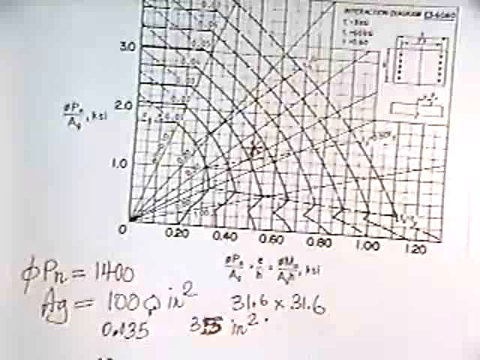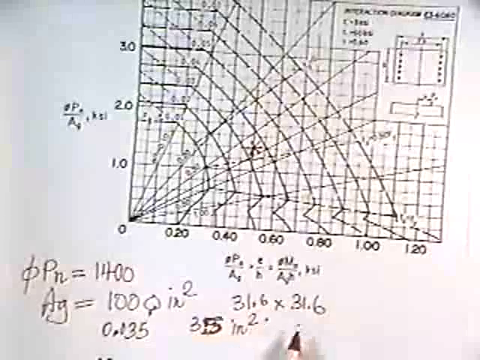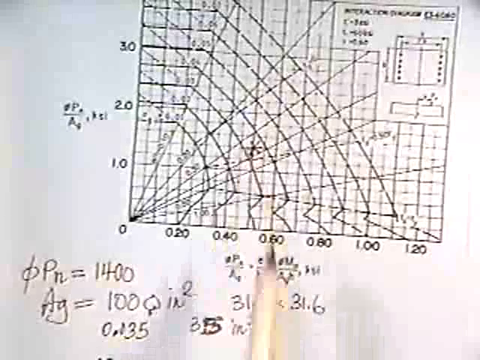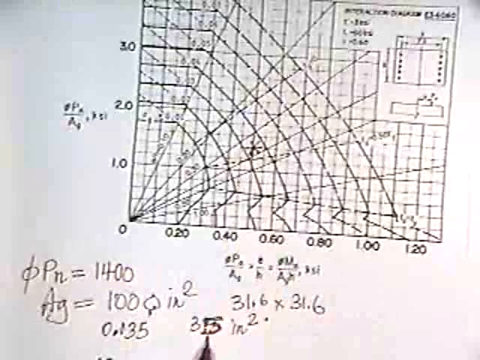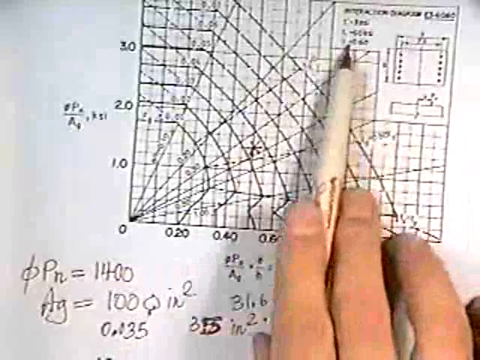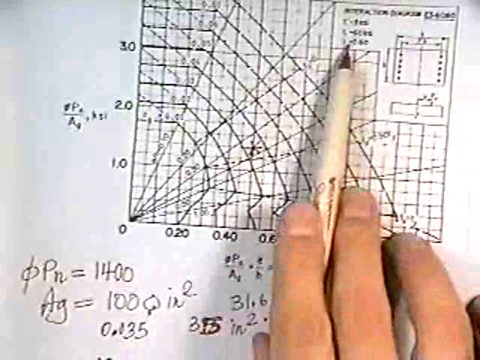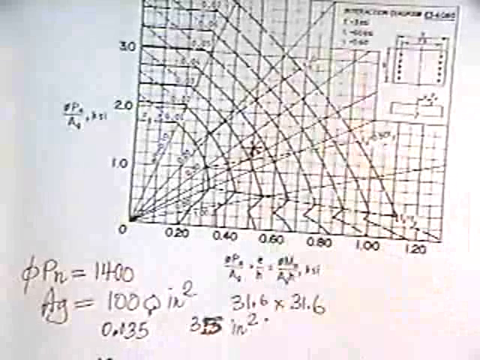Right. So what you did was you selected the size of your column, which was 31 by 31, and then you came up to this point and it told you how much steel to use. Now, that's based on this gamma. So that's just based on putting them at that distance.